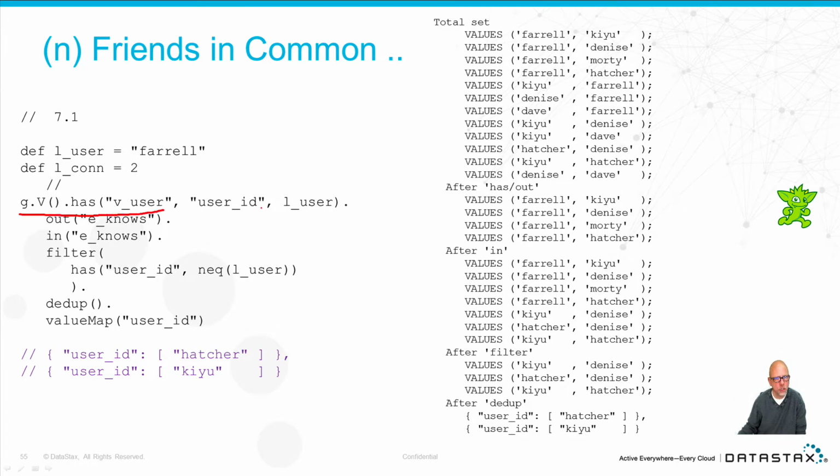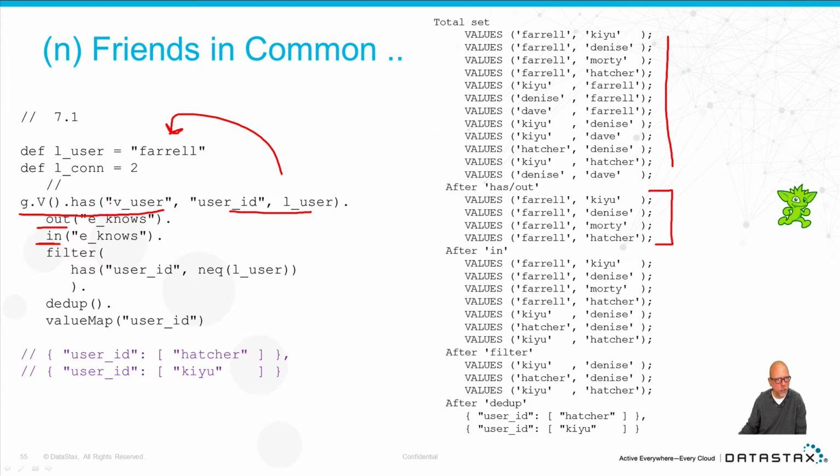G.V has user ID, Farrell. So we're starting in user with just Farrell. When we go out on user, E knows. Here was the whole data set, but when we say who does just Farrell know, we get these 4 rows. Farrell knows Q, Farrell knows Denise, Farrell knows Morty, Farrell knows Hatcher. We landed on knows.